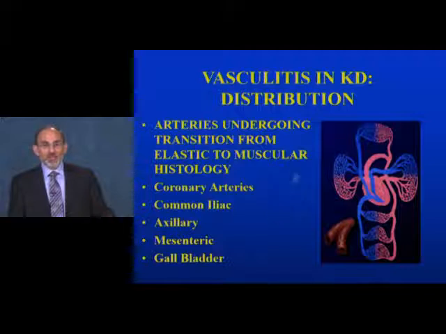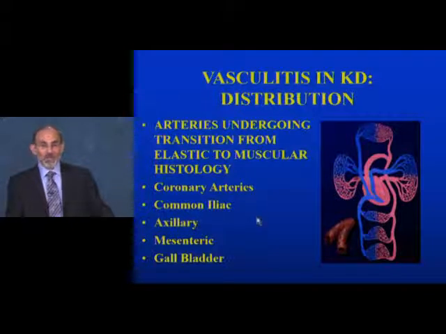So the vessels that are involved are not only the coronary arteries, although those are the most important and the most common, but any large muscular artery, especially those that are transition places, may be affected. And so children may develop axillary aneurysms with pulsatile masses later on in the course if the disease was not fully controlled.